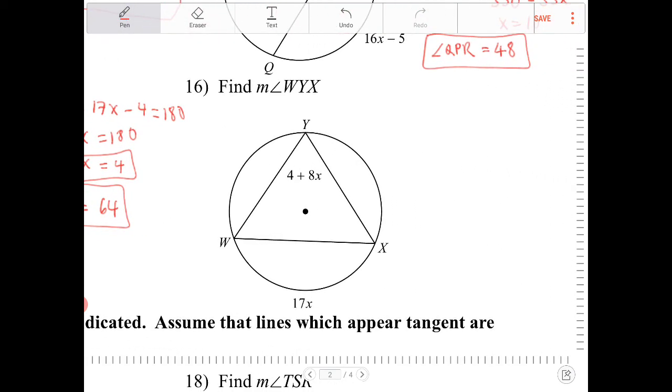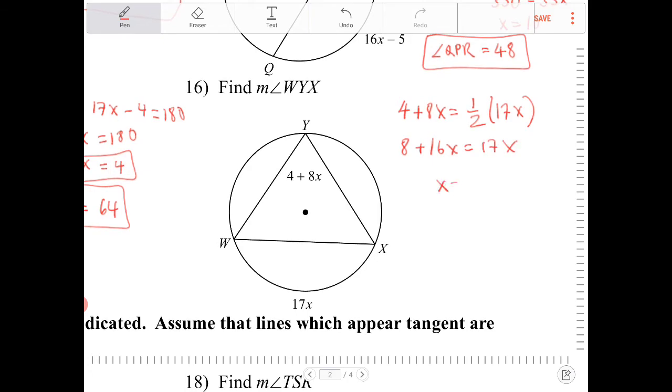All right. Number 16, find angle WYX. So WYX, 4 plus 8x, is going to be 1/2 of 17x. That's just the inscribed angle theorem. So I want to multiply both sides by 2. I get 8 plus 16x is equal to 17x. Subtract both sides by 16x. I get x is equal to 8. If x is equal to 8, then WYX will equal 4 plus 8 times 8, so that's 68.